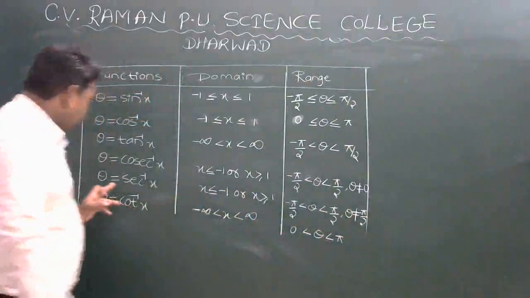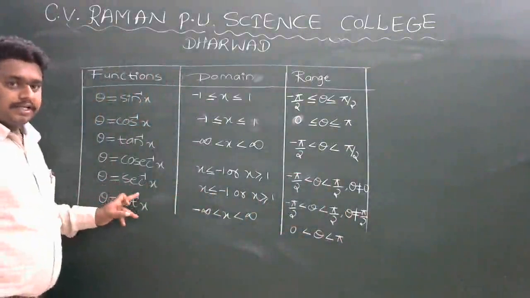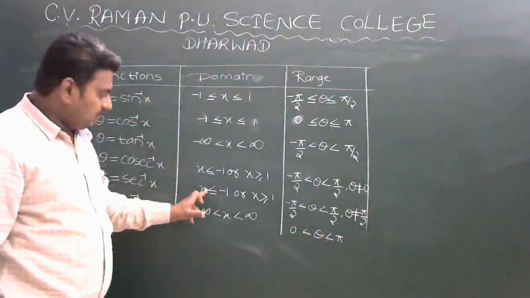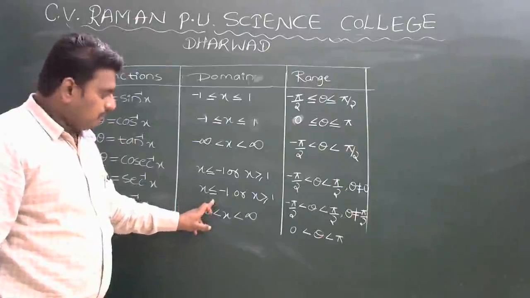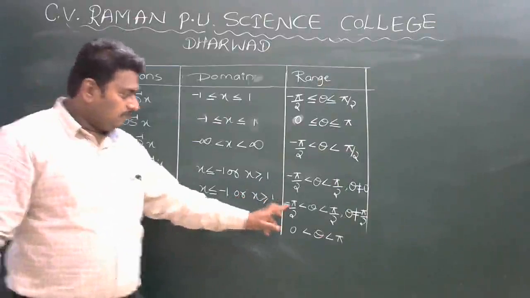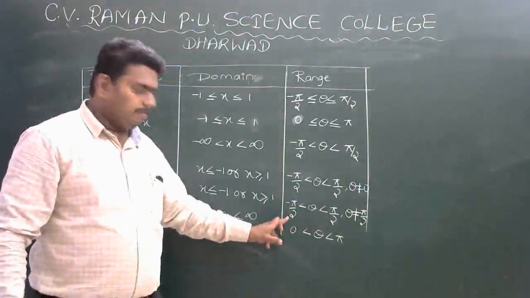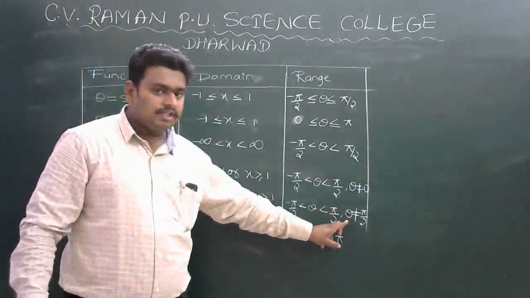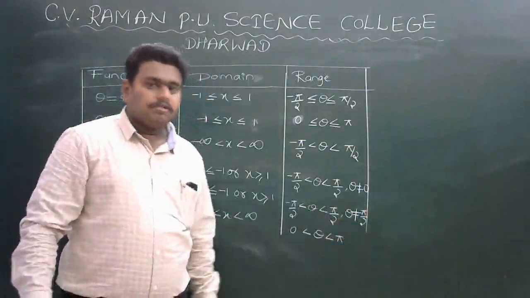The next one, theta equals secant inverse of x. Your x value lies between, that is, less than or equal to minus 1 or greater than or equal to 1. Same thing, theta lies between minus pi by 2 to plus pi by 2. Here the condition is theta value not equal to pi by 2.